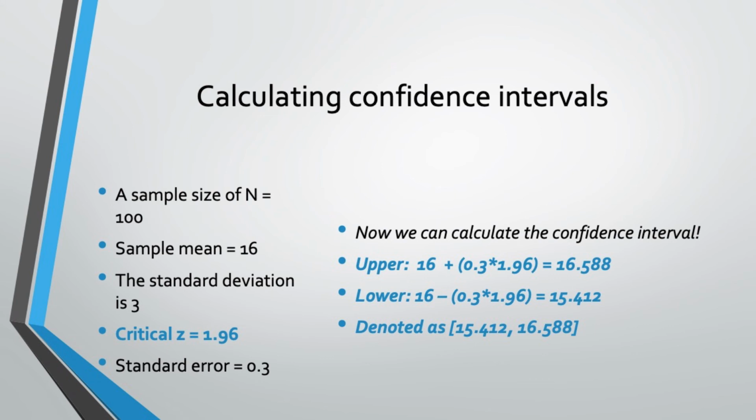So for the mathematical operations, we take our standard error and we're going to multiply that by our critical values. We're going to do that first because these are in parentheses, following our order of operations.